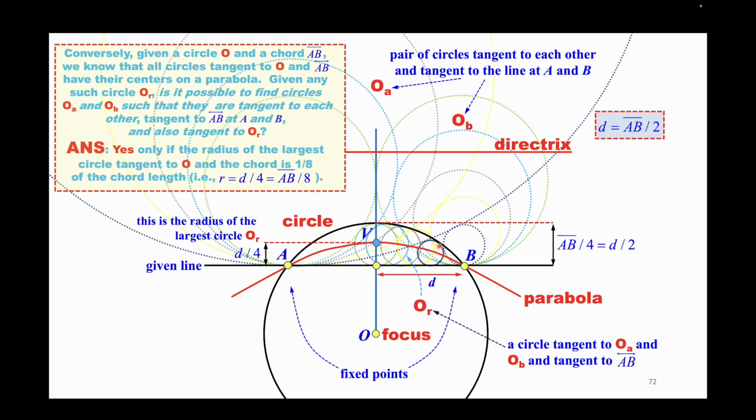And each of such circle uniquely determines a pair of circle OA and OB. This OA and OB are tangent to each other and tangent to line AB at A and B respectively. To get this condition satisfied, the largest circle must have its radius D over 4, where D is the half length of the chord length AB. So this is the converse of problem 5.